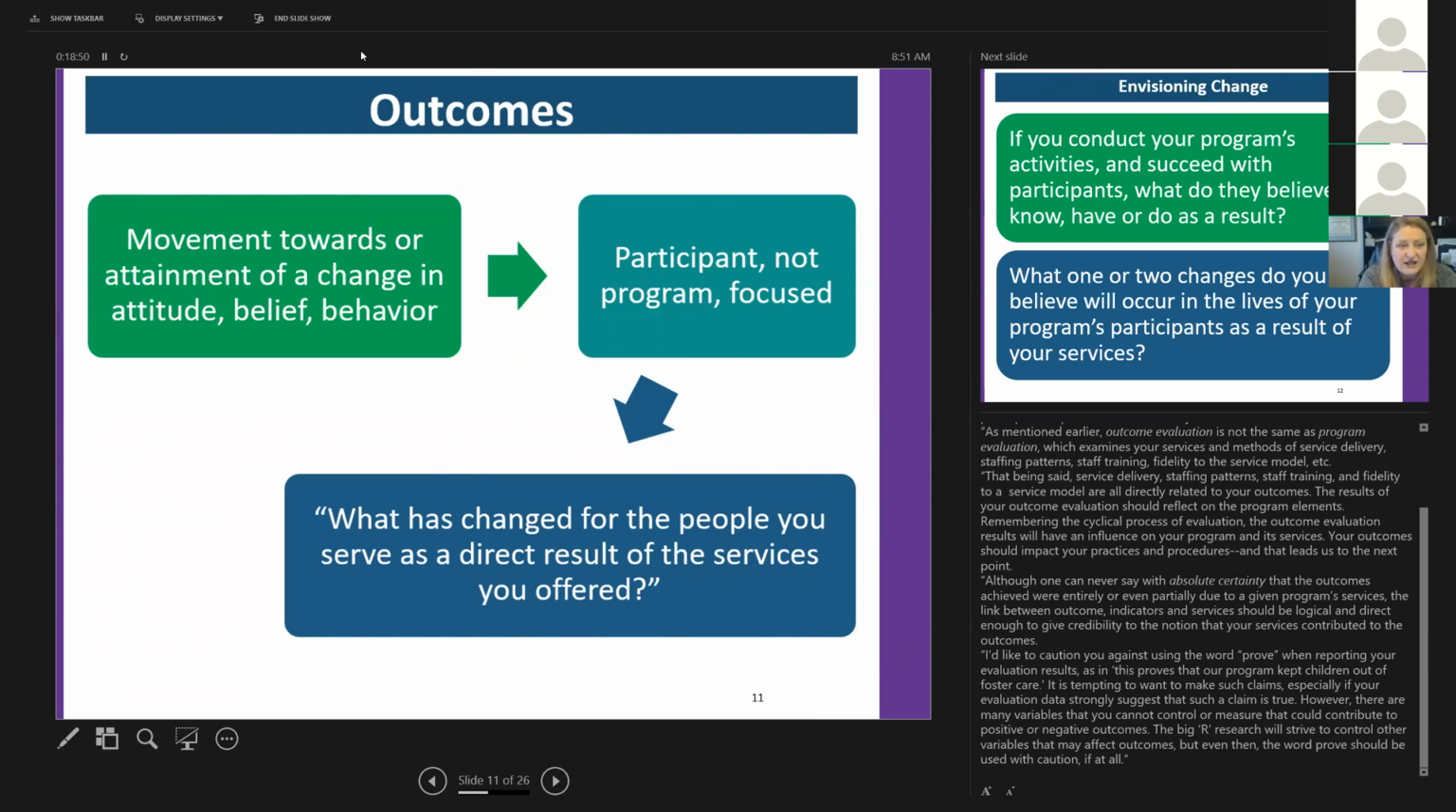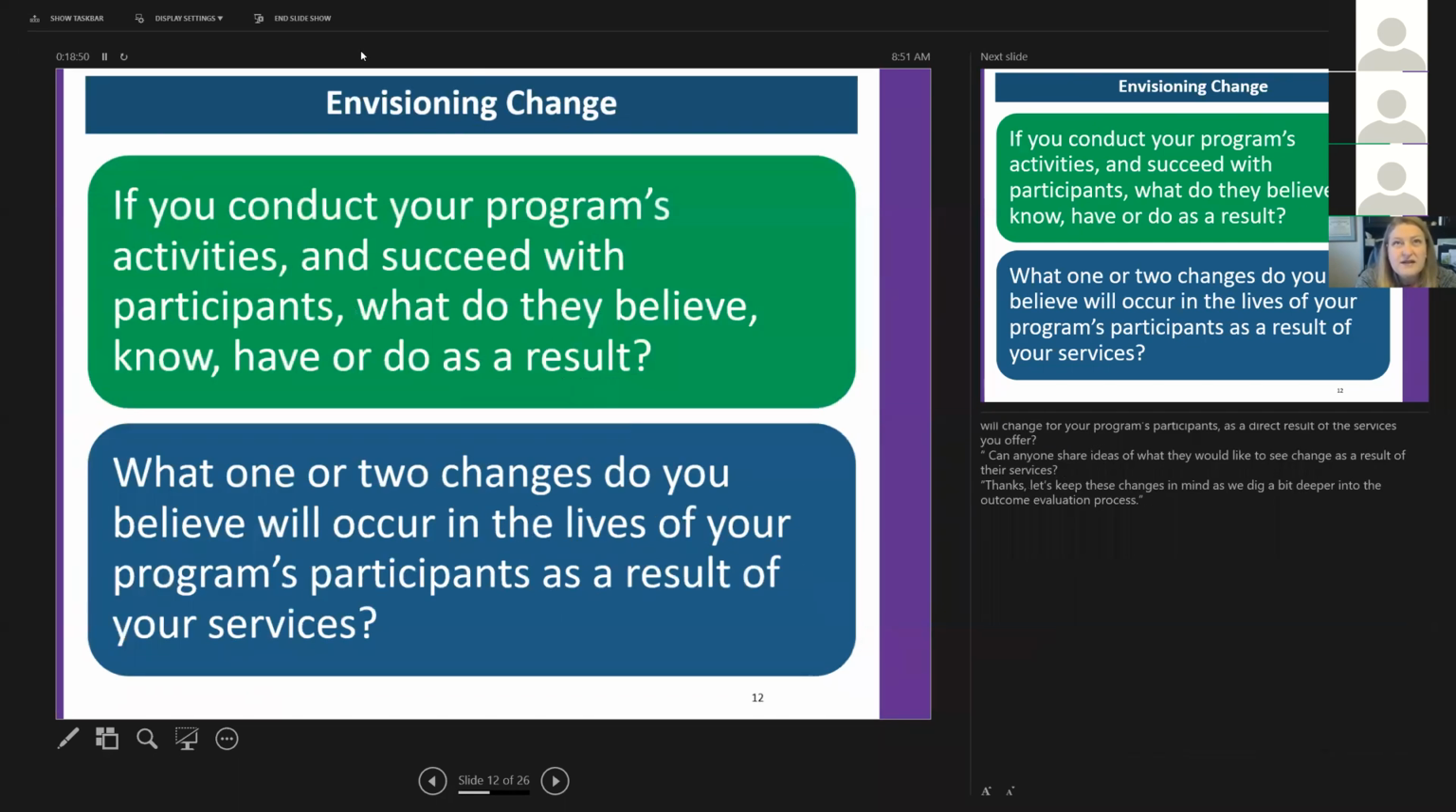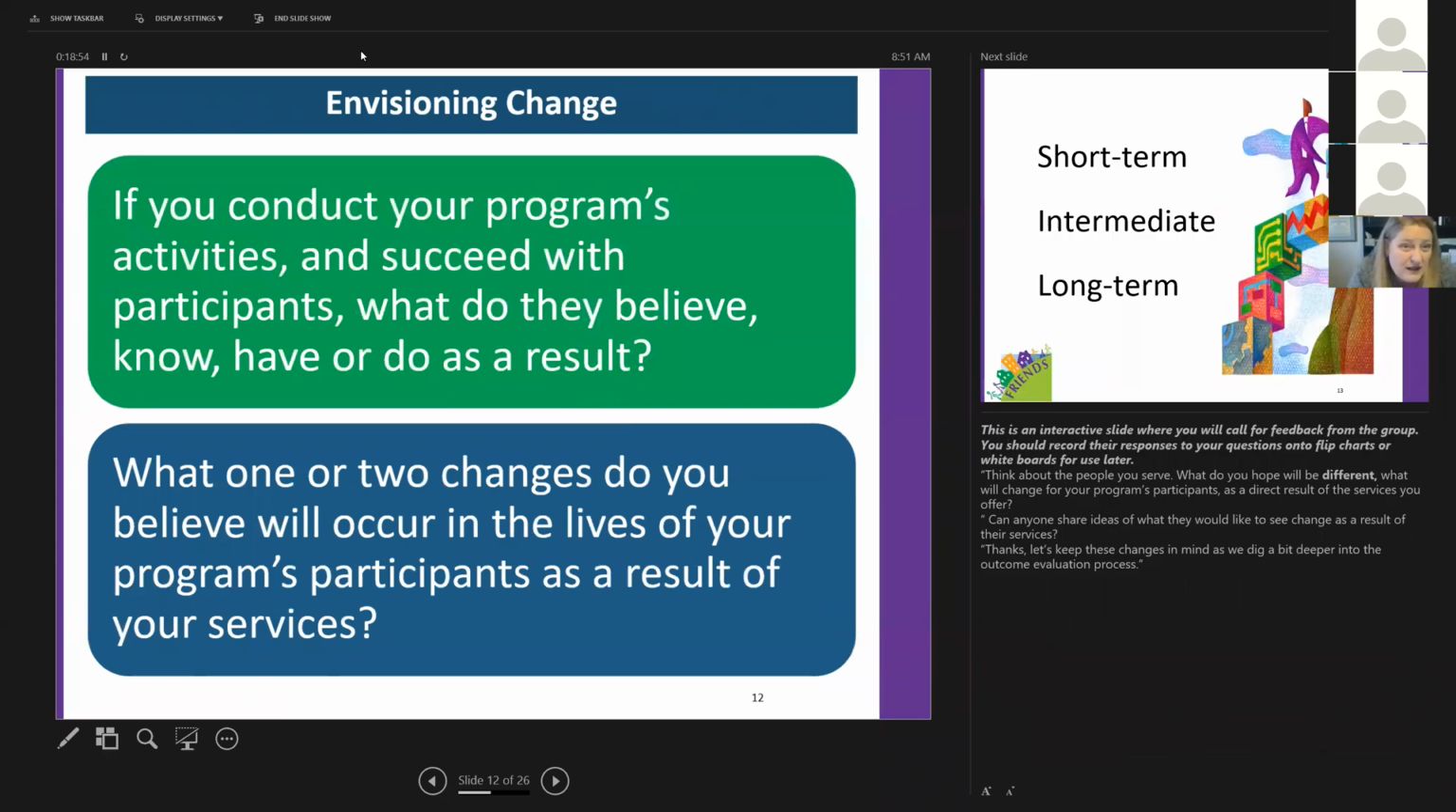So next up, let's talk about the envisioning change. And this is so incredibly important as you're thinking about your outcomes. What I really want you to be doing is thinking about this: in an ideal world, what are the one or two things that would be different for families? If you could only pick two, what are the two changes that would be different for families for interacting with your program? That's really the place to get started. If you're successful, what do they believe, know, or have as a result of interacting with you?